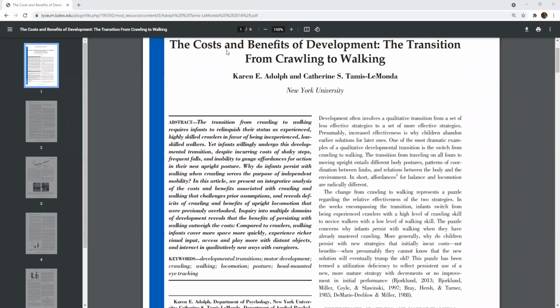The other thing I always like to check out are the keywords. You can always find the keywords right after the abstract. This is used to help journals develop a search strategy. So when you're searching for a particular topic and looking for new research on it, so maybe you're looking for research on walking, you can easily find it. The keywords also give you insight into what the article is going to be about. So here we know we have a little bit to do with developmental transitions, motor development, and then head-mounted eye tracking. Sounds pretty fancy. It means that they actually strapped cameras onto the infants' heads. So we know we're going to be covering some really interesting research here.